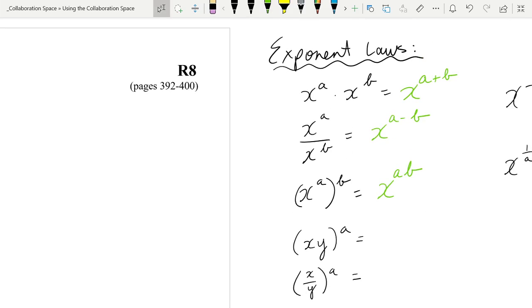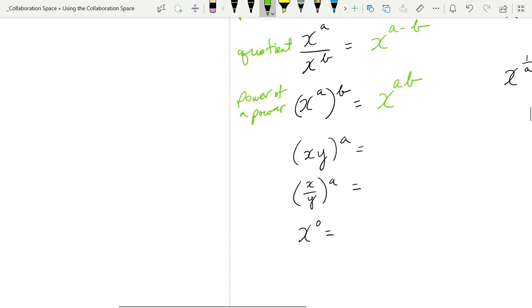These had names too, by the way. This one was called the product law. This one was called the quotient law. I don't really care if people remember the names. This one has a very creative name, power of a power law. This one was called power of a product. And this one was called power of a quotient.